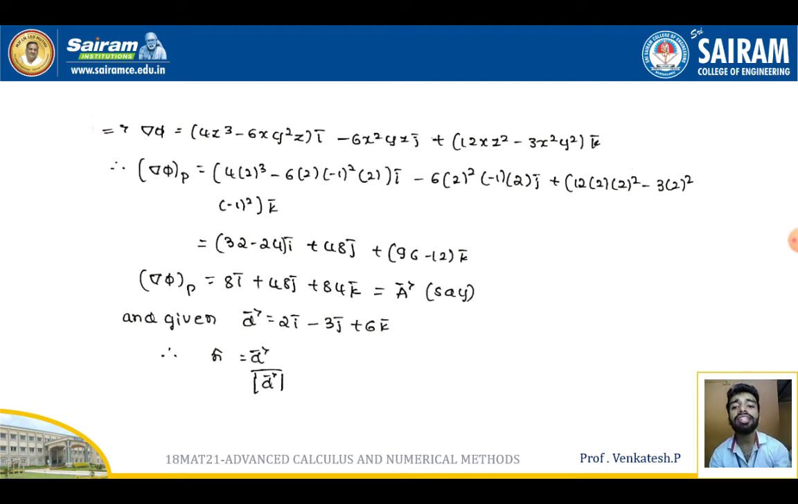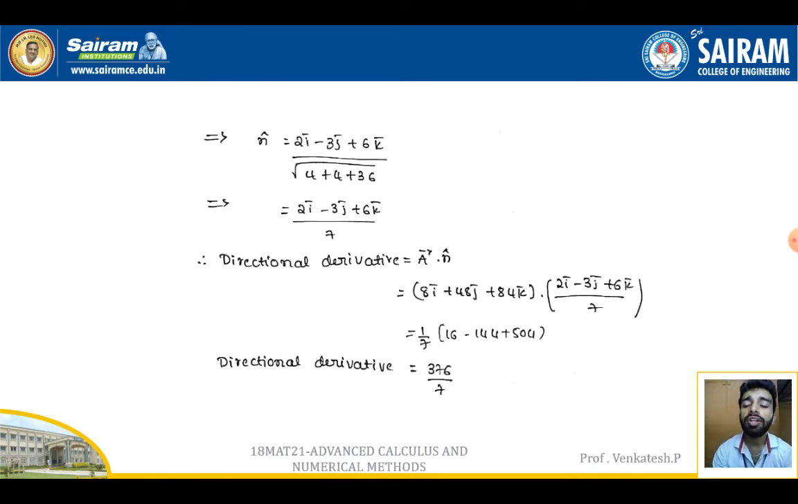Also given that the direction of the vector A is given by 2i minus 3j plus 6k. From this I'm going to find the value of n cap, which is given by vector A divided by modulus of vector A. So n cap is equal to 2i minus 3j plus 6k, and the modulus is given by square root of 4 plus 4 plus 36. On simplifying this further, I'll get 2i minus 3j plus 6k by 7.